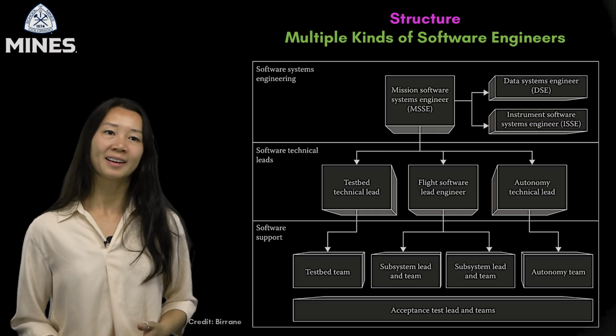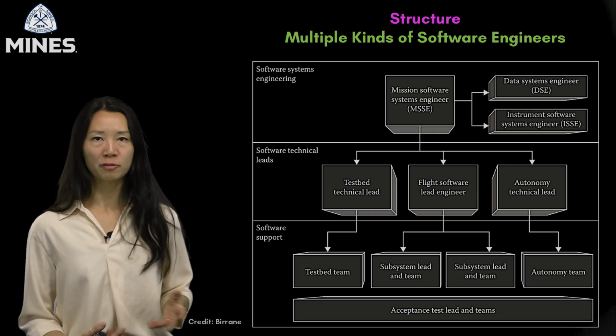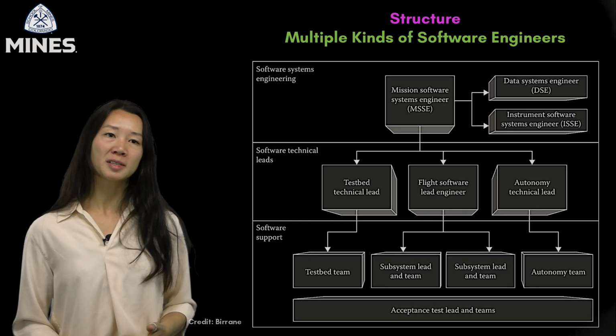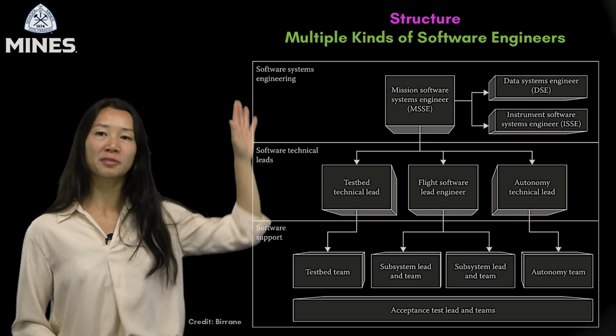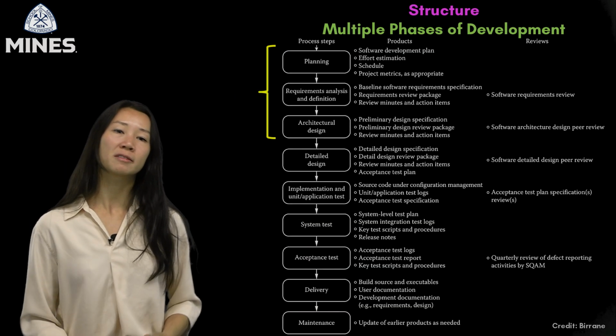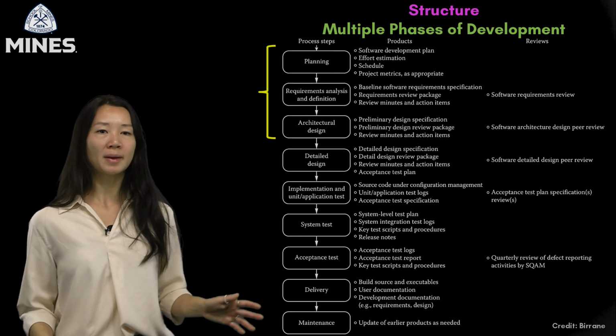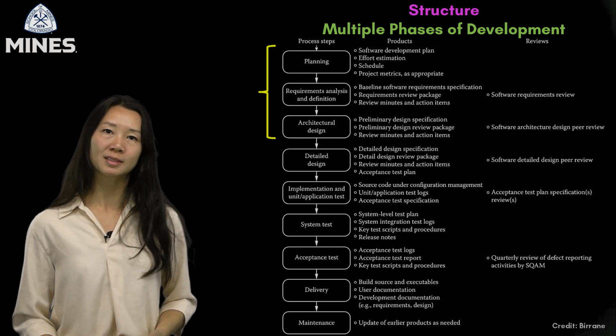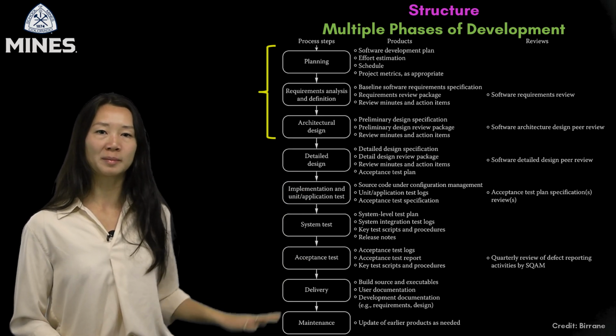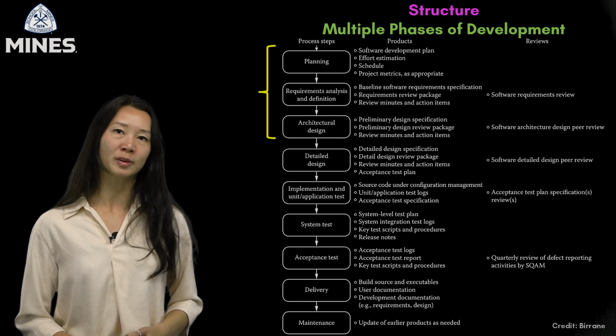The takeaway here is software roles mirror software structure, and no matter where you're working, you're contributing to one unified mission. Now that we've talked about the different kinds of flight software and the engineers who implement them, let's take a step back and look at the bigger picture of development. Here is the full development lifecycle of a space software system.